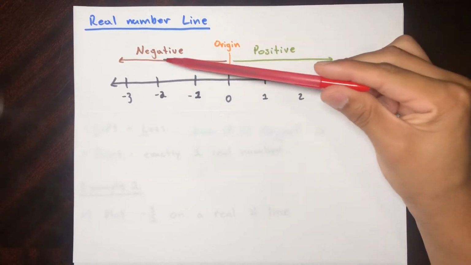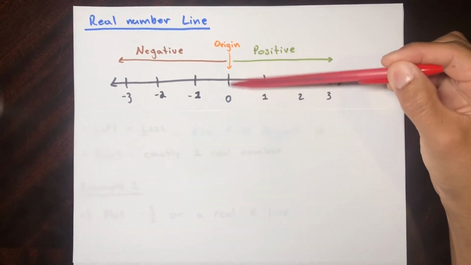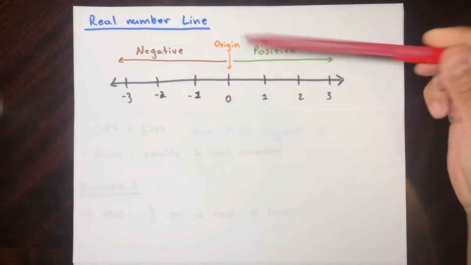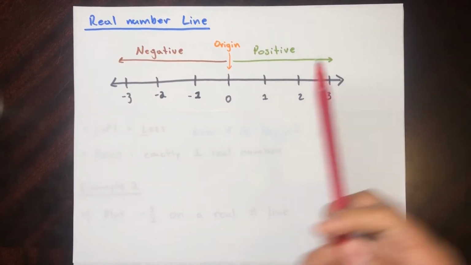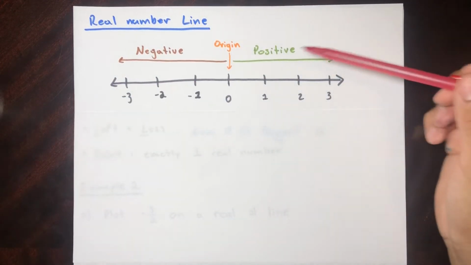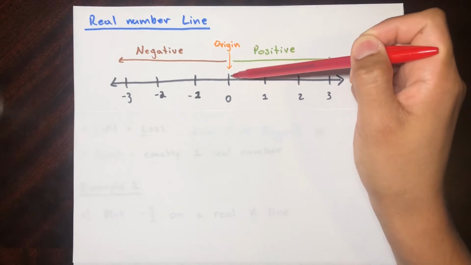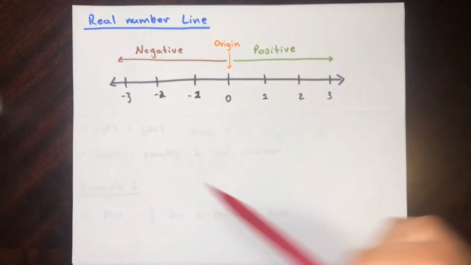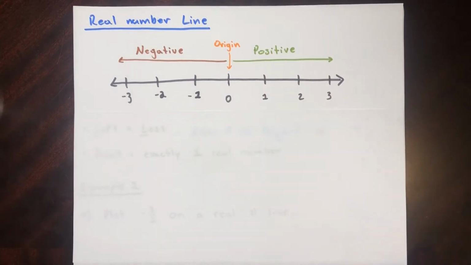Anything to the left of the origin, in this case, on the real number line, the origin is going to be the number 0. Anything to the left is going to be negative. Anything to the right is going to be positive, okay? It doesn't matter if it's all the way over here or if it's right over here, right next to 0 on the right, it's still going to be positive. Same thing, but flipped for negative, okay?